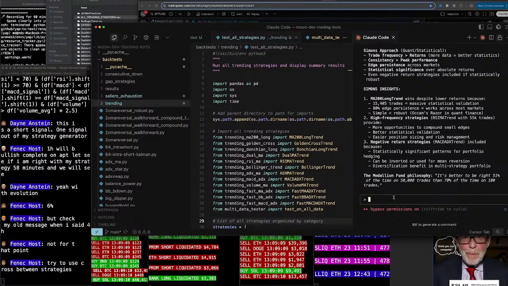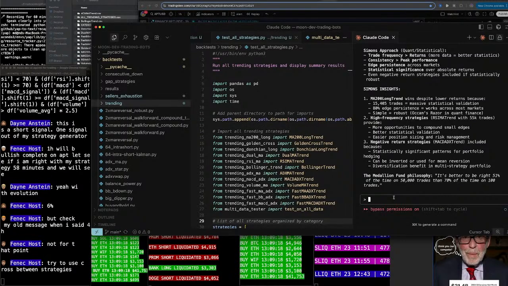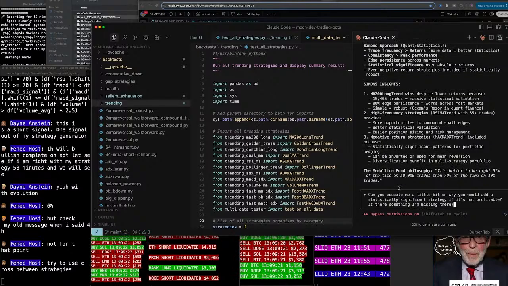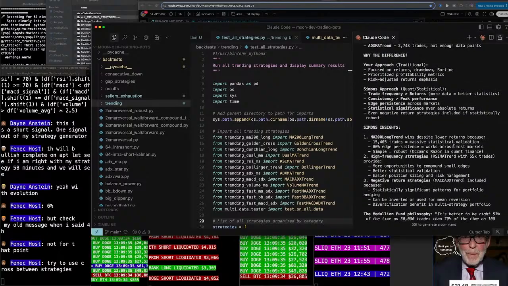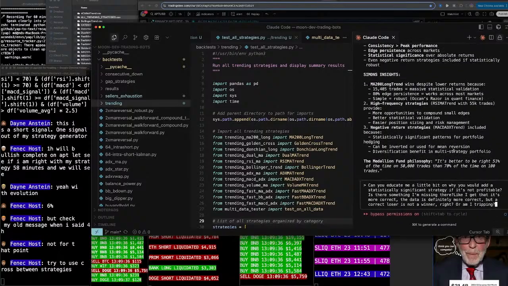Can you educate me a little bit on why you would add a statistically significant strategy if it's not profitable? Is there something I'm missing there? I get that it's more correct. The data is definitely more correct, but a correct loser is not a winner, right? Or am I tripping? Okay, let's go ahead and see what she says about that, because it's not a bad question.